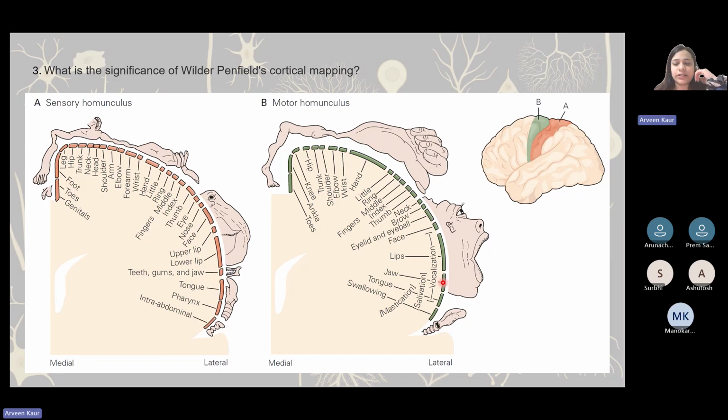Similarly, even in the motor homunculus, you can see that vocalization is a big part. Again, the hand has a big area, along with the fingers, etc. So, similar to what we have discussed a while back, right?